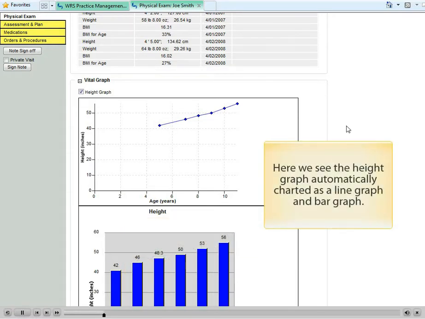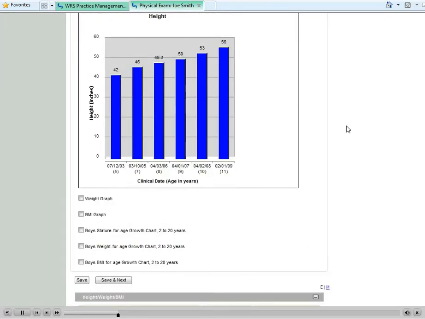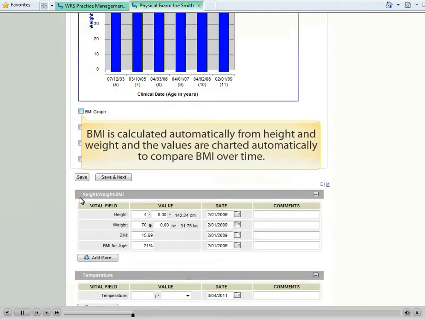Here we see the height graph automatically charted as a line graph and bar graph. Now I'll look at the weight graphs. BMI is calculated automatically from height and weight, and the values are charted automatically to compare BMI over time.